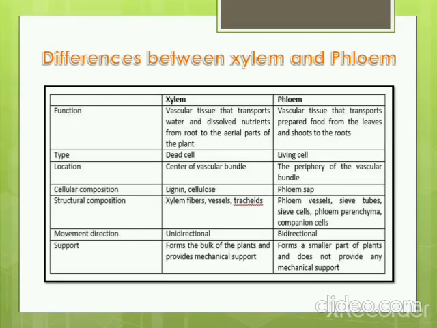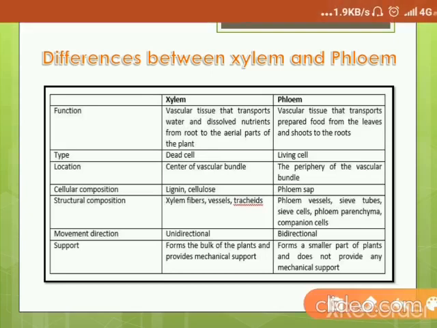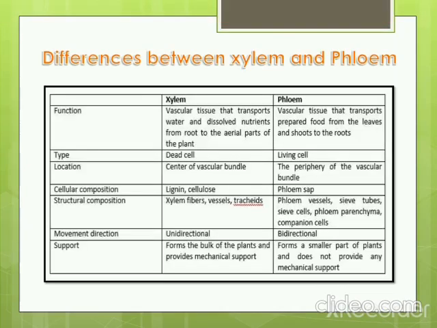Let's quickly go through the next part of the video, the differences between the xylem and phloem. First is function. Xylem's main function is to transport water and dissolved nutrients from the root to the upper parts of the plant, whereas the phloem transports the food materials from the leaves to all parts of the plant. The xylem is mostly dead cells, while living cells are seen in phloem tissues.